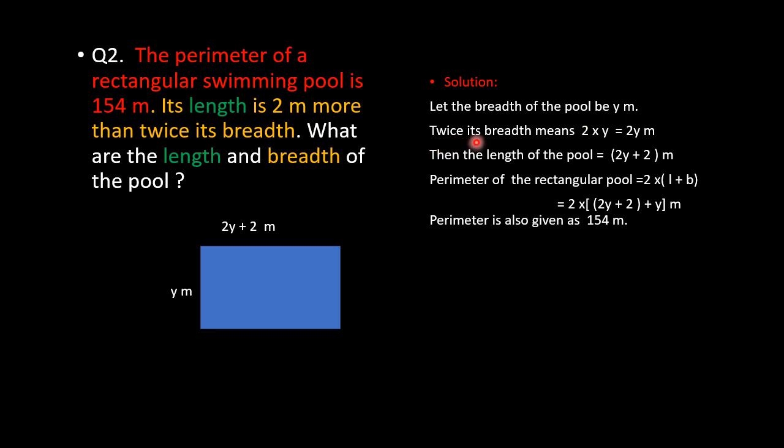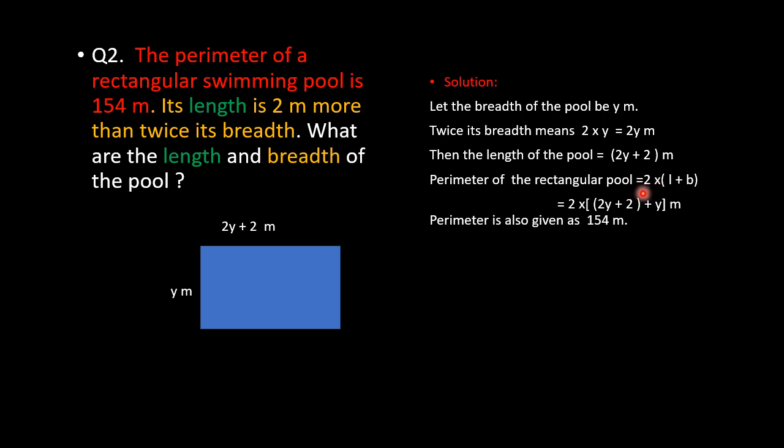Length is given twice its breadth. Twice its breadth means 2 into y equal to 2y meter. Length of the pool is that plus 2, so 2y plus 2 meter.